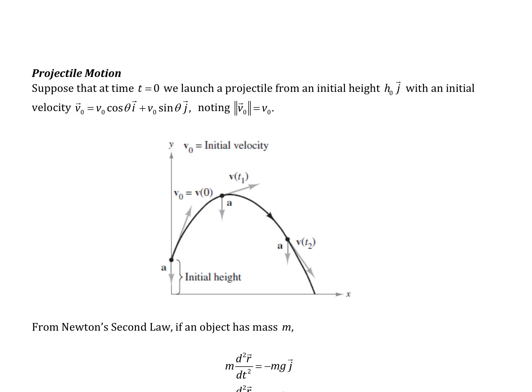So let's take a look at how our vector-valued functions and position, velocity, and acceleration can be used to understand projectile motion. Let's imagine we have a projectile, an object that is going to be thrown or launched from an initial height of h naught, so because that's in the vertical direction, we'll call that h naught j, with an initial velocity of v naught, which we are looking at as v naught cosine theta in the horizontal direction, and v naught sine theta in the vertical direction.